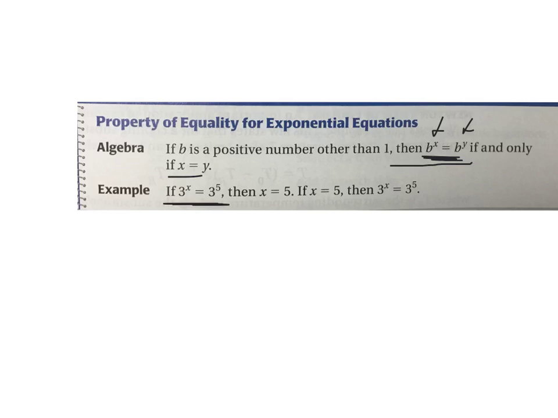So like this one, if 3 to the x equals 3 to the 5th, x has to equal 5 because only 3 to the 5th can equal 3 to the 5th. So pretty much common sense there. Let's see how we're going to use it though.